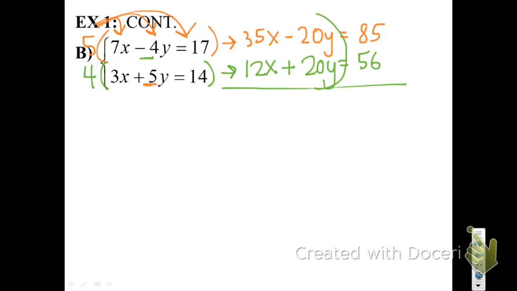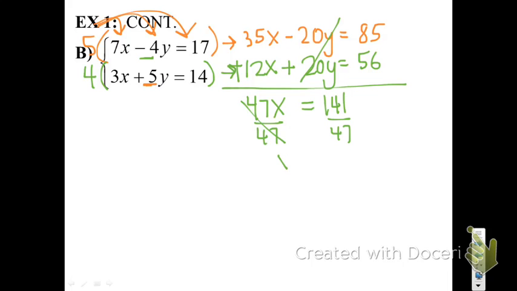Now I created opposites right here, which is exactly what I wanted to do, because when I've created opposites, I will go ahead and add these two equations. So 35x plus 12x gives us 47x. These two will subtract. And 85 plus 56 is 141. To solve for x, we divide by 47. 47's divide out. X is 3.